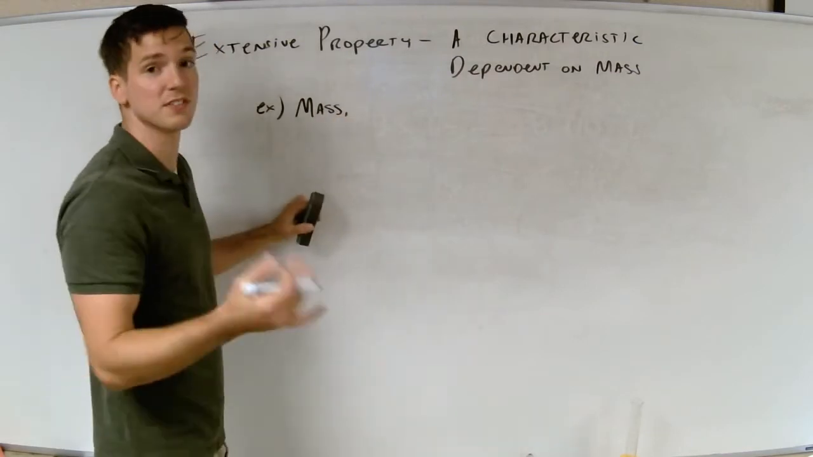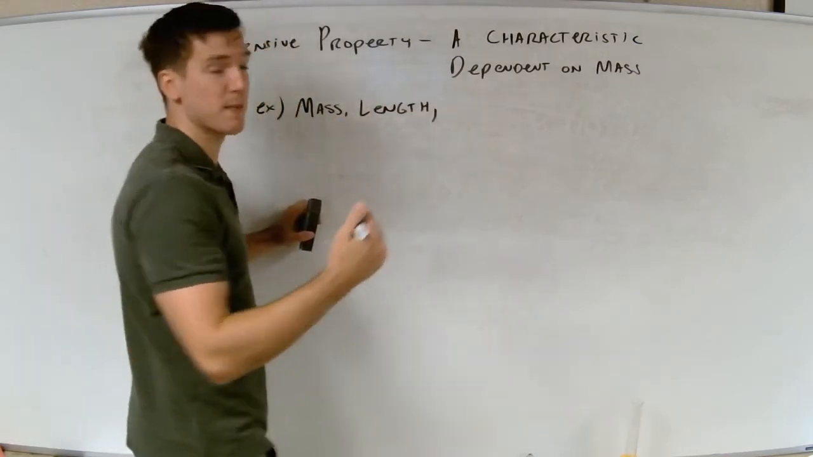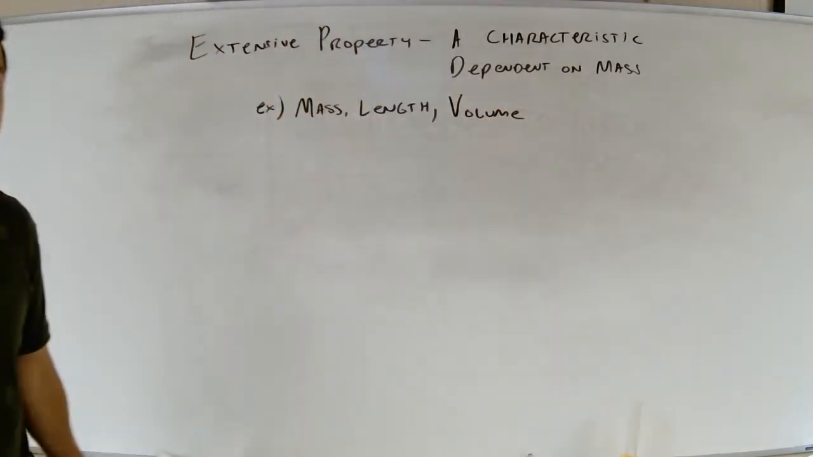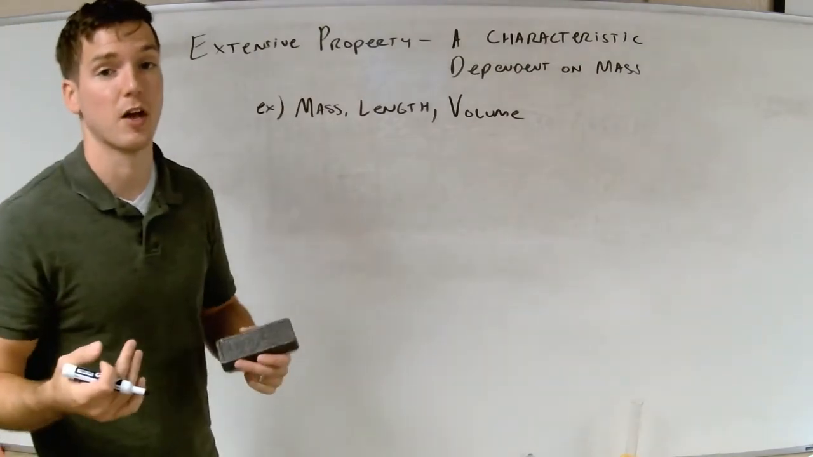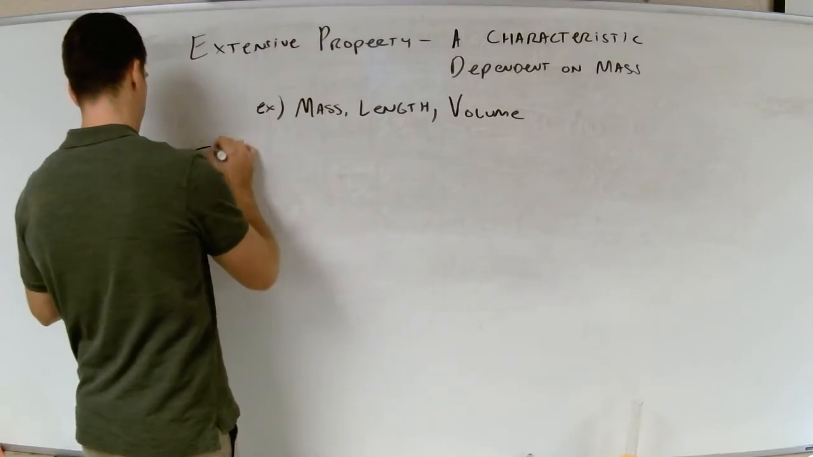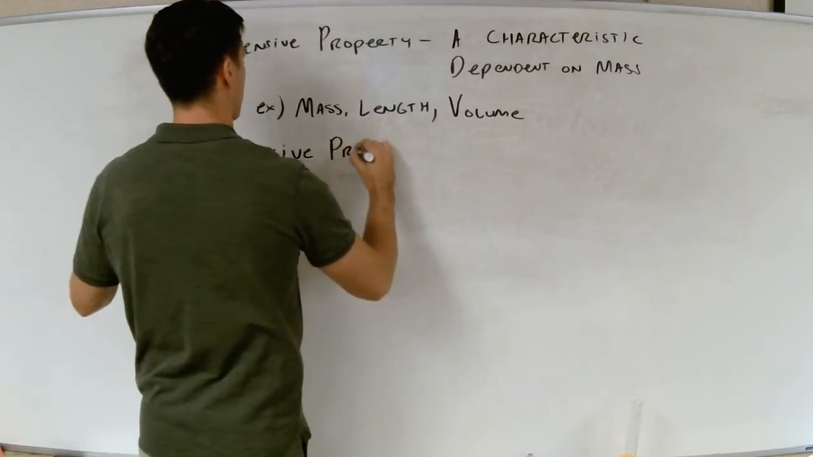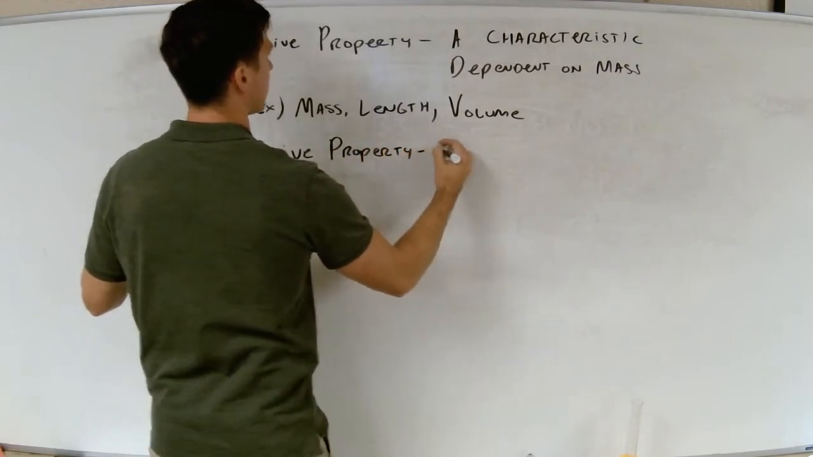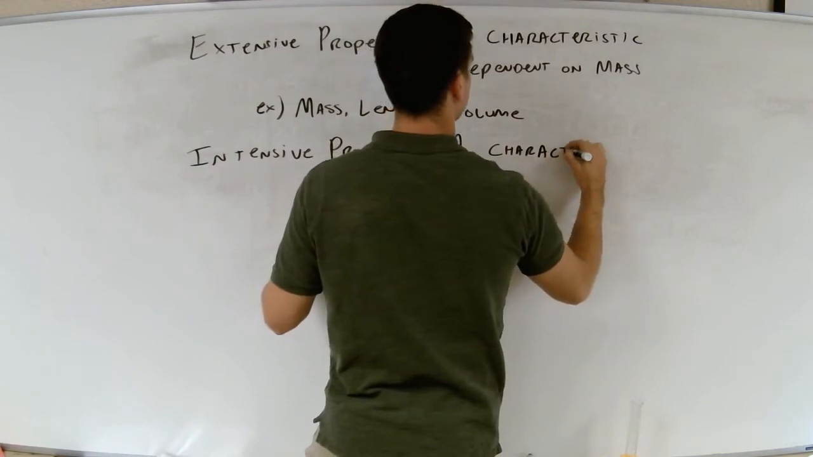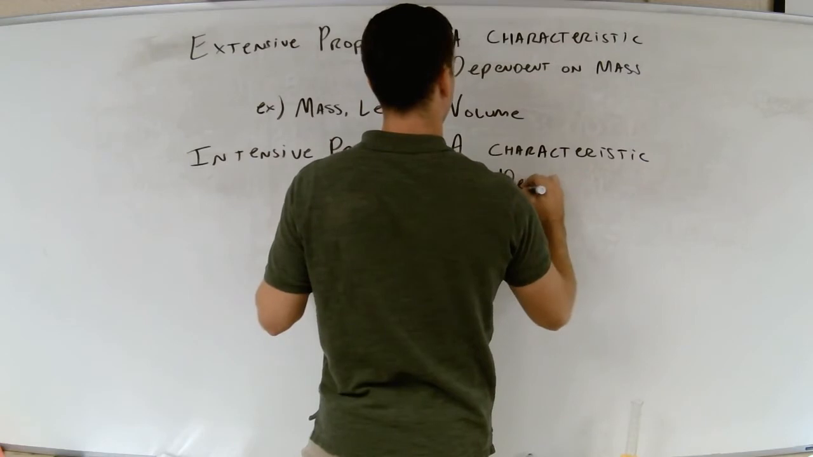Okay, if I add more of the same atoms, it'll affect the length. If I add more of the same atoms, it'll affect the volume. Okay, so those are extensive properties, characteristics that are dependent on mass, that change based on mass. Another one that you might remember is intensive property, which is just the opposite. It is a characteristic not dependent on mass.